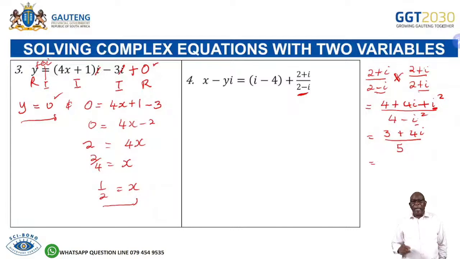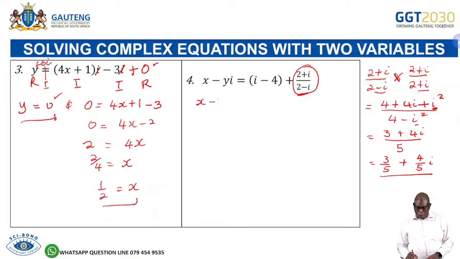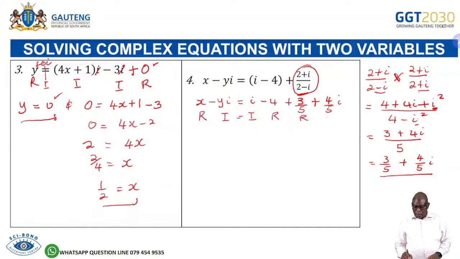If it's written like this, I now need to break it down. Remember, we have done this earlier. It will be 3 over 5 plus 4 over 5i. This is in the form a plus bi. Okay, so already I've done this part. Now I can rewrite this and say x minus yi equals i minus 4 plus, I write it like this now, 3 over 5 plus 4 over 5i. Then I can do my majiki. So my majiki, this is real, this is imaginary, this is imaginary, this is real, this is real, and this is imaginary.